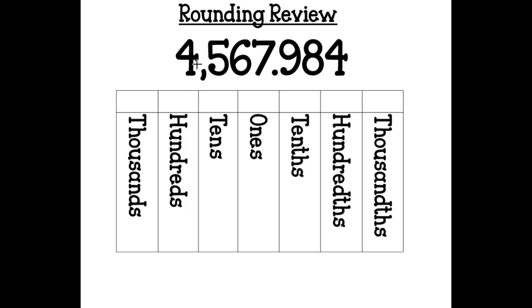So when I look at this, 4,567 and 984 thousandths, I know that 4 is in the thousands place, 5 is in the hundreds, 6 is in the tens, 7 is in the ones, 9 is in the tenths, 8 is in the hundredths, and 4 is in the thousandths.